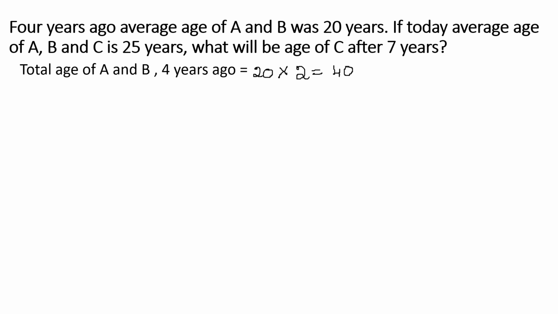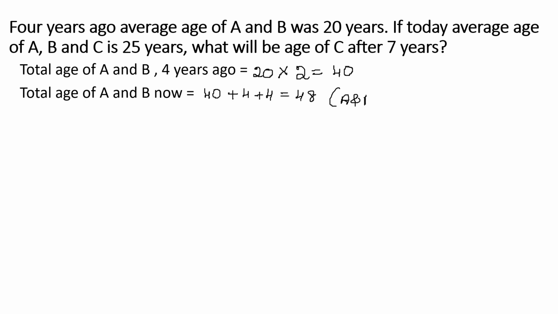Now, this is 4 years ago. So, what will be the current total age of A and B? 4 years ago they are 40. Now, both are increased by 4 years. So, for A 4 years, for B also 4 years. So, 40 plus 8, that is 48 is the total age of A and B now.